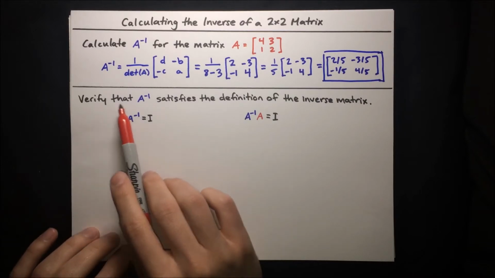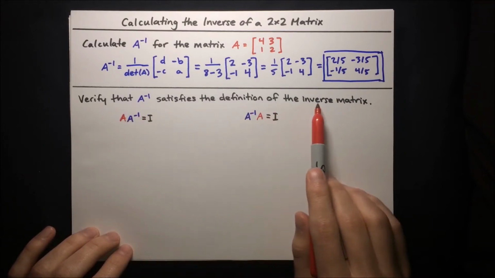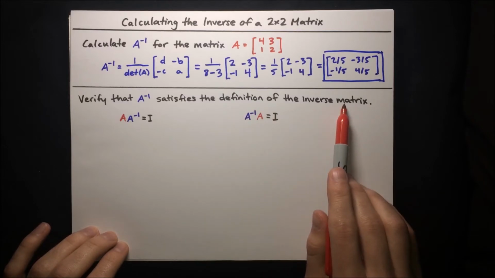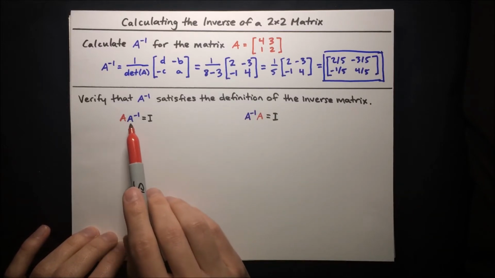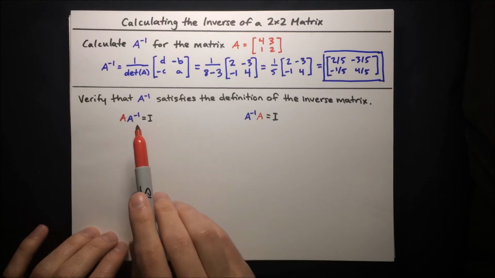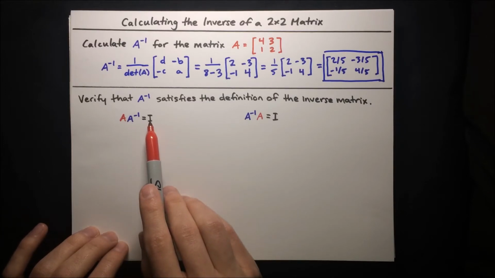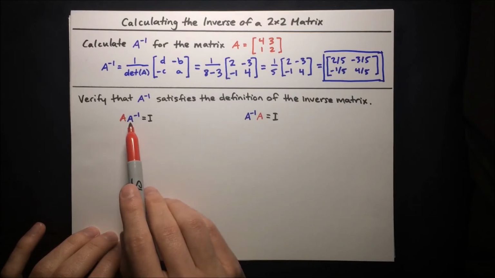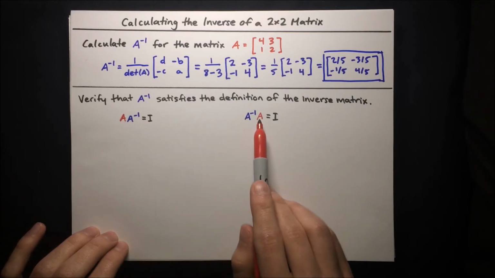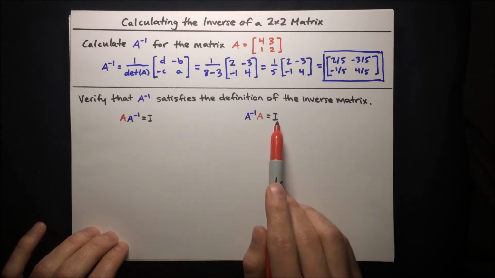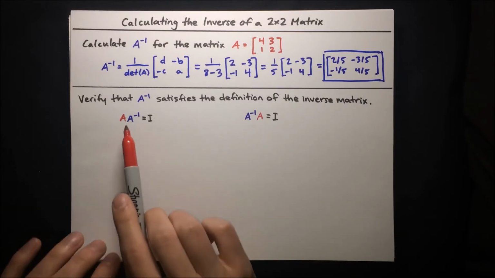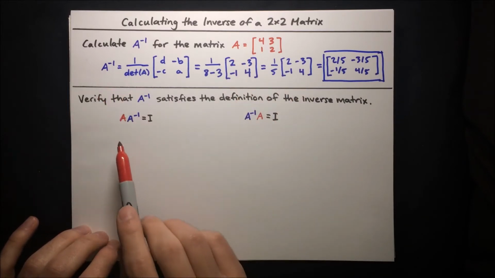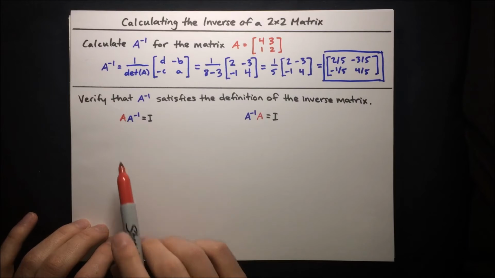Now let's verify that A inverse satisfies the definition of the inverse matrix. Remember, the definition of the inverse matrix is just that when we multiply A by A inverse, we need to have a result of I, the identity matrix. And that has to be true no matter what side we multiply on A. It has to be true if we multiply by A inverse on the right or on the left. Either way, it has to come out to the identity matrix. So let's just verify this by plugging in our two matrices for A and A inverse. And we'll just multiply them and it should come out to the identity.